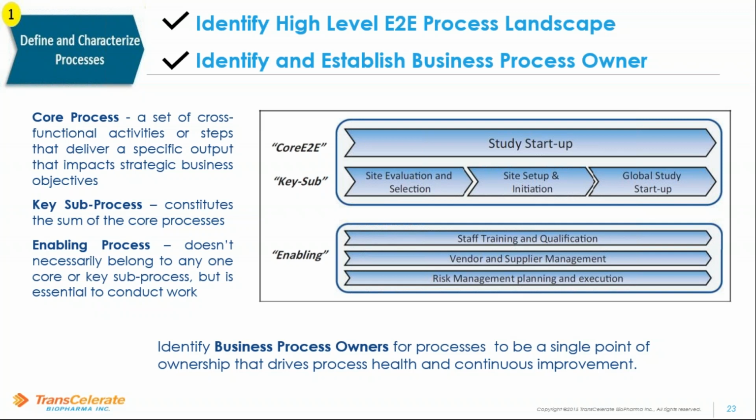For example, the process of starting a clinical study can be considered an end-to-end core process, while site evaluation and selection, site setup and initiation, and global study startup are considered sub-processes, and processes such as staff training and qualification, vendor and supplier management, and risk management meet the definition of enabling processes. In this case, 7 BPOs would be needed and assigned, 1 for each process, irrespective of whether they are core, key, sub, or enabling.